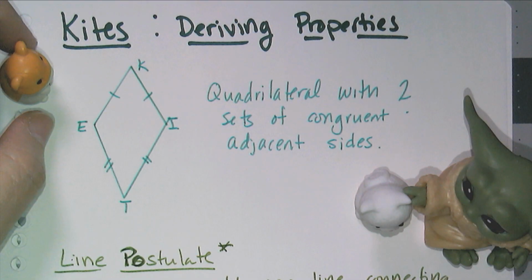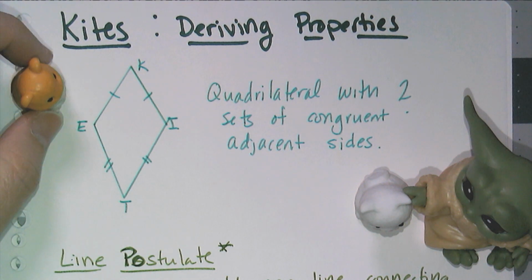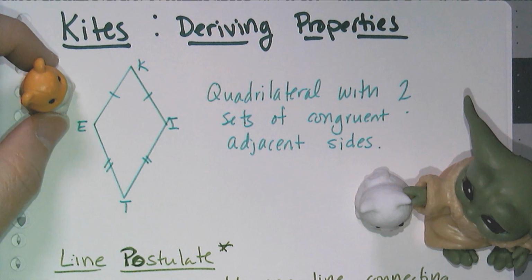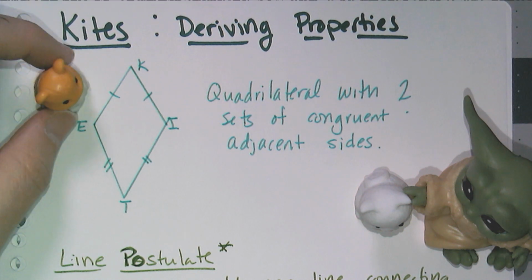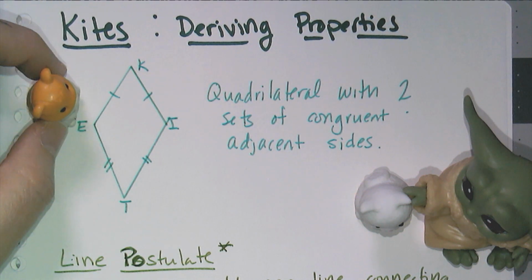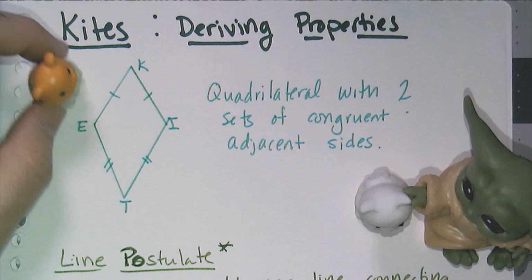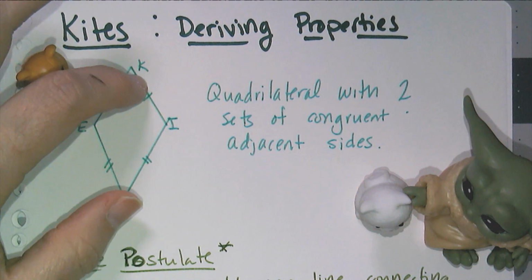Hey y'all, in this video we're going to talk about kites and derive some of the special properties that this figure has. So let's start off by refreshing our memory on what a kite is. It is a quadrilateral that has two sets of congruent adjacent sides. And remember, adjacent means right next to each other. And in terms of polygons, that means they share a vertex as an endpoint.